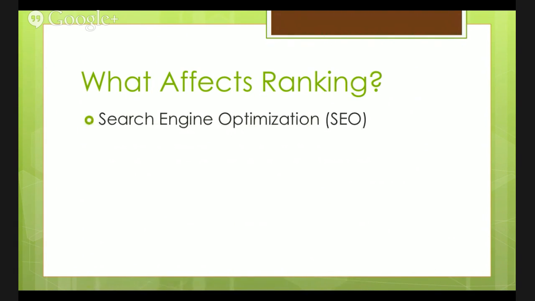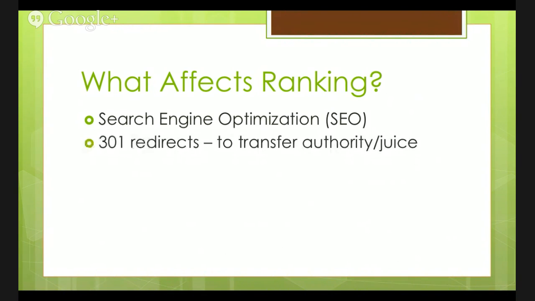What affects ranking? We already know that ranking is a huge part of being successful. That is search engine optimization, SEO. That's the biggest thing that affects ranking. The next biggest thing, and this could actually be the biggest thing depending on your situation, is 301 redirects. If you've had a site before that had authority, it's been up many years, and you move to a platform where you can't do a 301 redirect, you are toast. You've just thrown away all those years of authority.